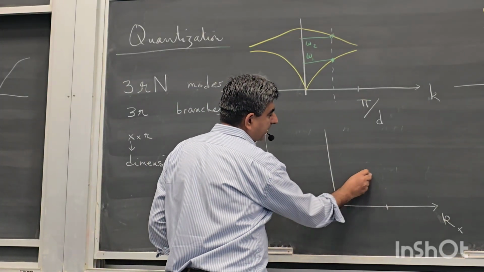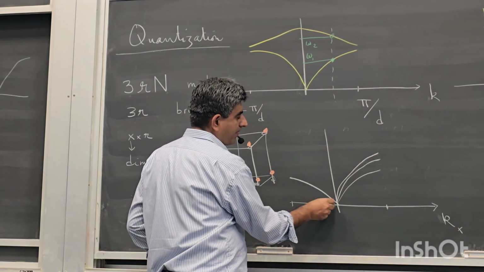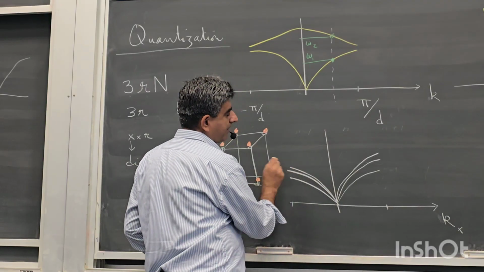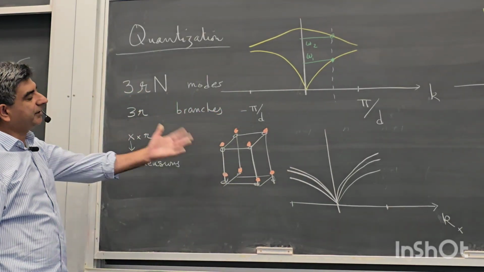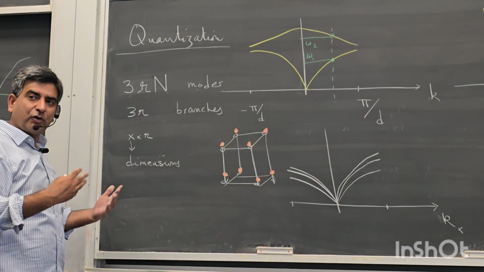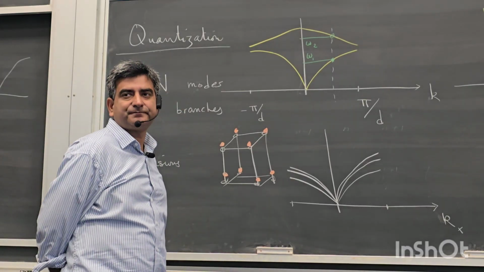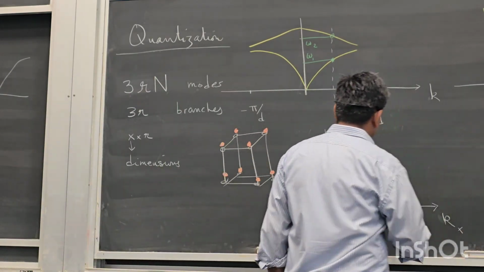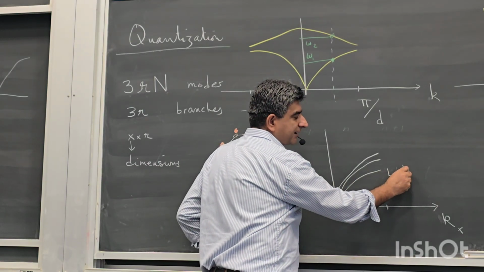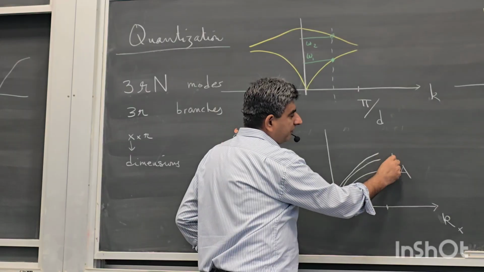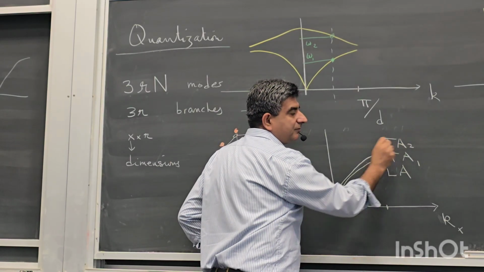So there will be 3 branches, 3 kinds of acoustic branches, because there are 3 into 1, 3 branches in total, and all 3 will be of the acoustic kind. So there will be 3 branches. One of these branches will correspond to the longitudinal acoustic branch, let's call it LA, and the other 2 will correspond to transverse acoustic branches, TA1 and TA2.